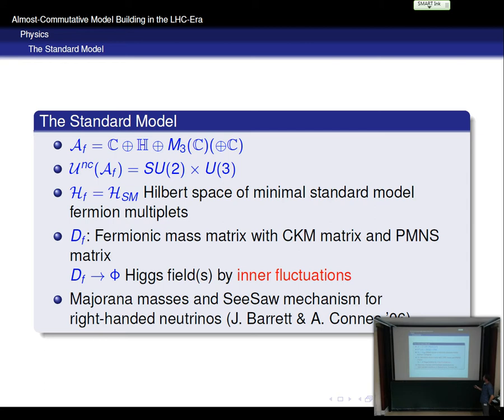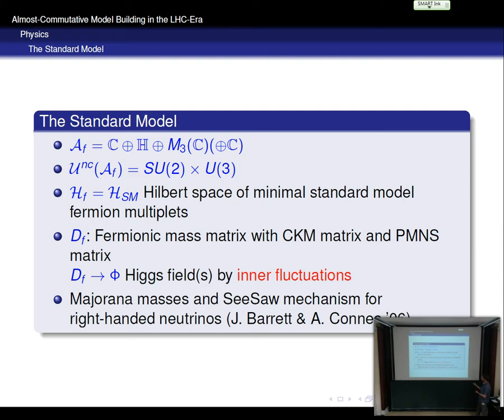We basically plug in this kind of algebra here, so C plus quaternions plus 3 by 3 matrices. We can also have another complex numbers. What we get as automorphisms is SU2 times U3. There's another U1 hidden in the U3 here. For the Hilbert space, for the moment we just pick the standard model Hilbert space. We just pick the fermionic mass matrix we know from experiment. Then fluctuations will give us one Higgs field by inner fluctuations, and we can also include in the Dirac operator Majorana masses, so everything we need for the seesaw mechanism, all the technical details of particle physics.